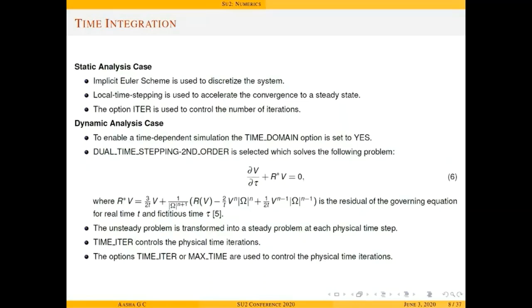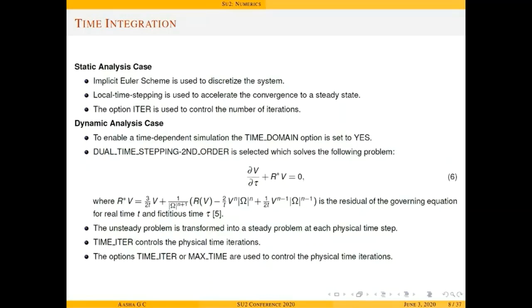The pseudo-time iterations, or the internal iterations, are the iterations within each time step and are controlled by the convergence criteria. They can be alternatively controlled by using the inner iter option in the configuration file. And the physical time iterations are the external iterations which control the total time of the simulation.